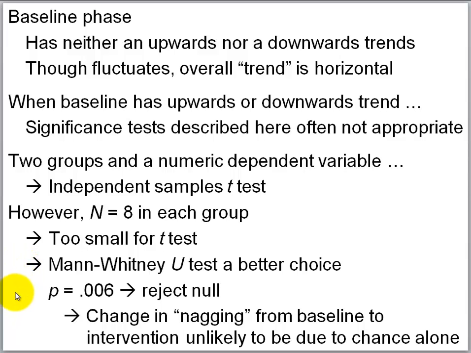So we could go ahead and carry out a Mann-Whitney U-test, and that would examine whether the observations in the baseline phase were higher or lower versus the intervention phase. And remember, it's dealing with ranks rather than with the numeric data per se. So the Mann-Whitney U-test was indeed significant. We would reject the null. So the change in nagging from baseline to intervention is unlikely to be due to chance alone.